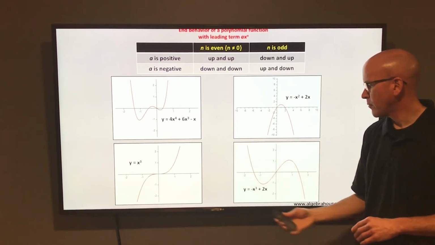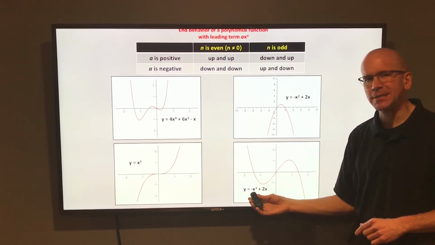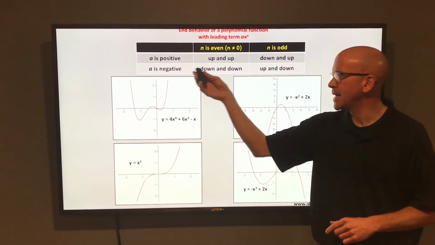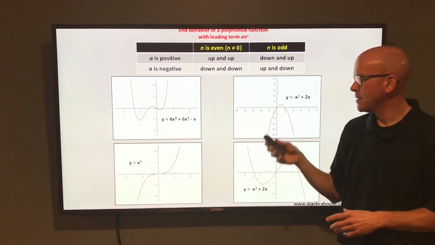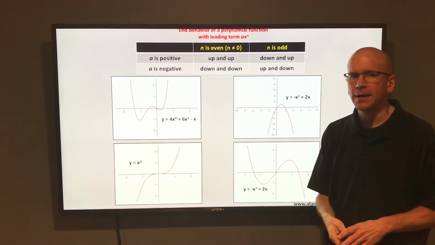Finally, for y equals negative x to the third plus 2x, the leading coefficient is negative, the degree is odd. So if the leading coefficient is negative and the degree is odd, the end behavior would be up on the left side and down on the right side. The chart doesn't lie.